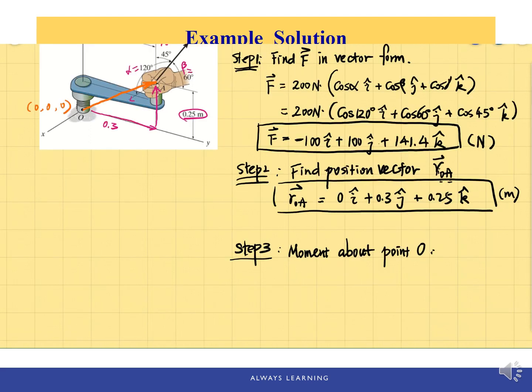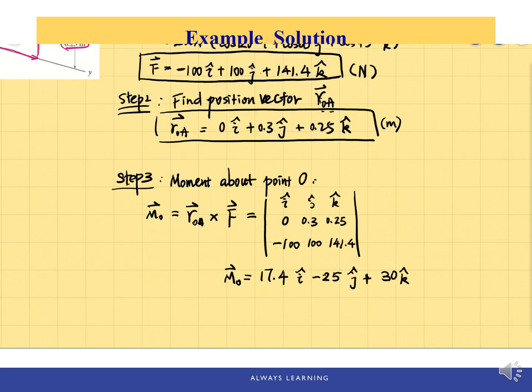So step 3 will be to find the moment about point O, which will be M_O in vector form. It's r_OA cross the force vector F. I skipped the steps for the calculation. You should know how to perform cross product by now. And this is the result for the moment about point O.